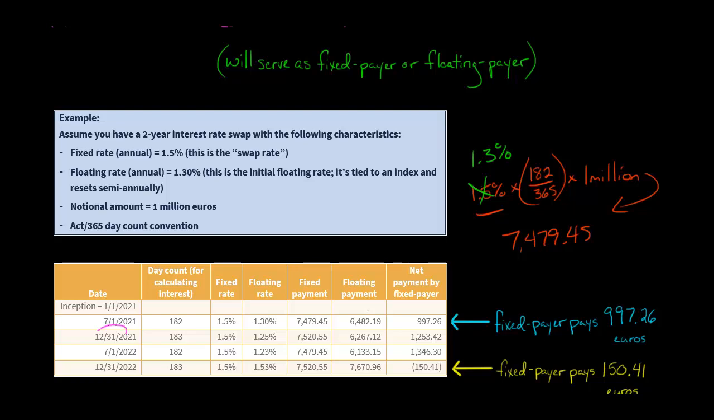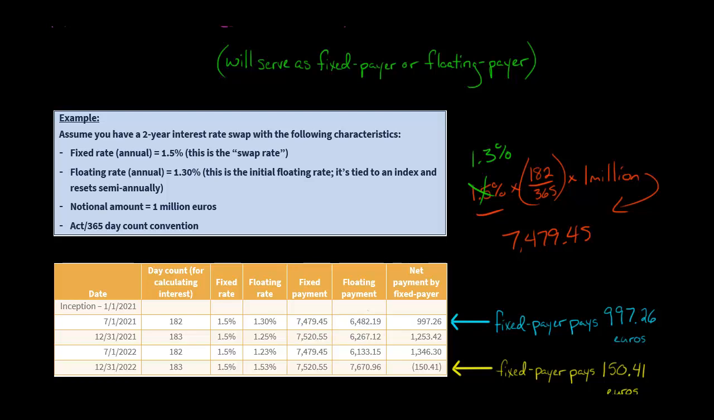Now, December 31st, you see there are 183 days in that period. So you'd have to calculate this right here, 7,520.55 euros, the payment by the fixed payer. It'd be 1.5% times 183 divided by 365 times 1 million euros, which is our notional amount. That was in the given information. And that would be 7,520.55 euros. So this is where these numbers are coming from. Again, this number is bigger than this number, so we're going to have a net payment by the fixed payer on December 31st, 2021. I hope you're seeing how this works.